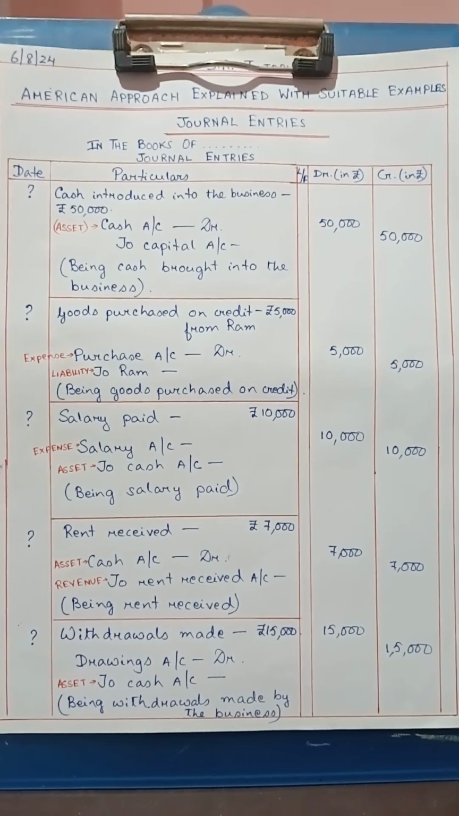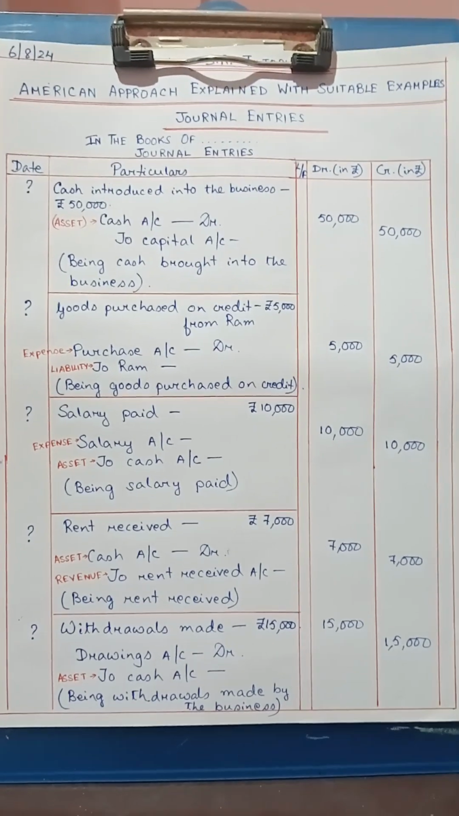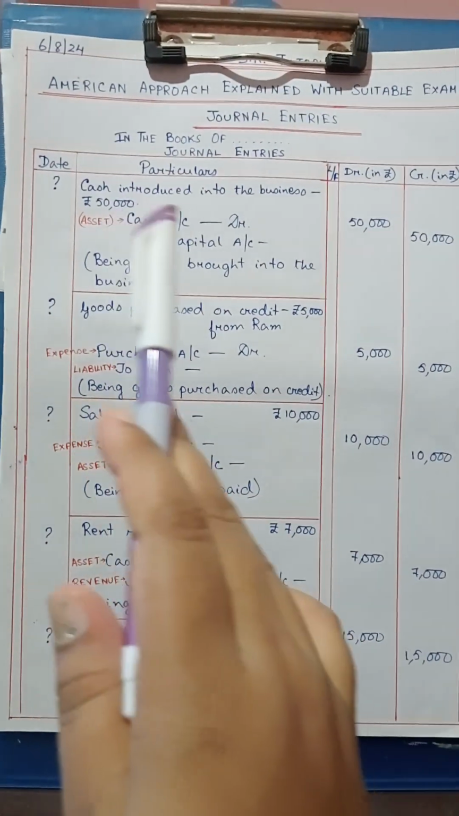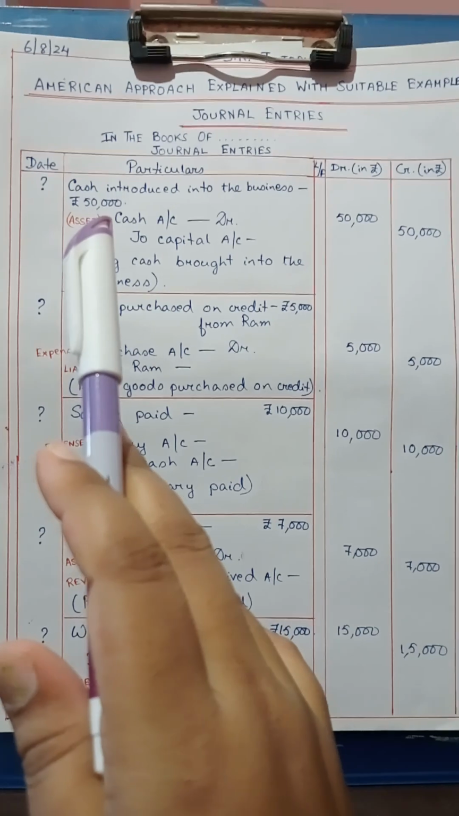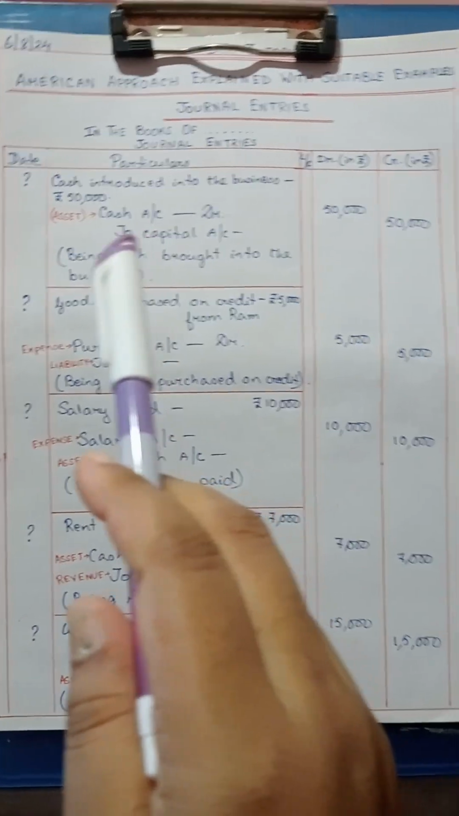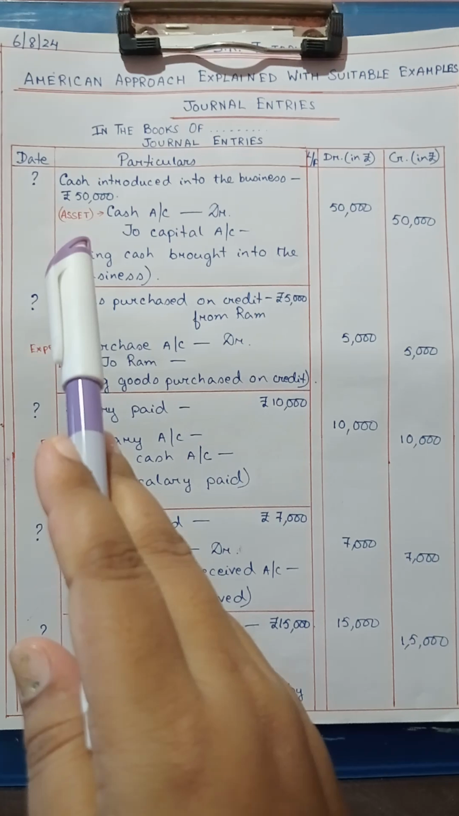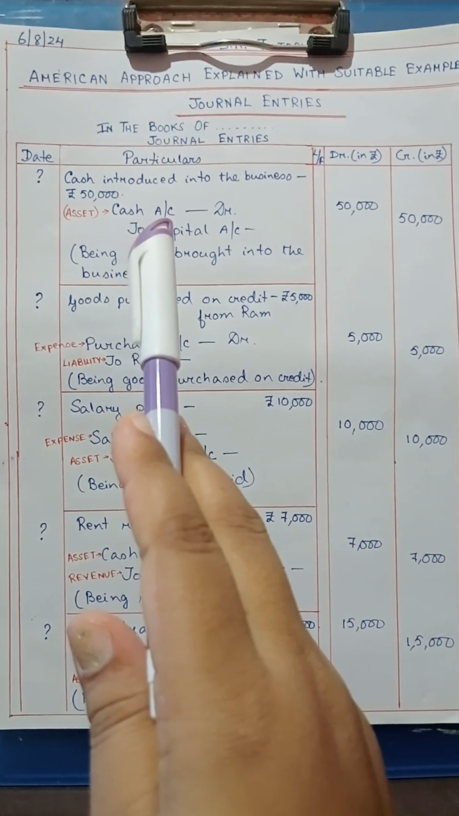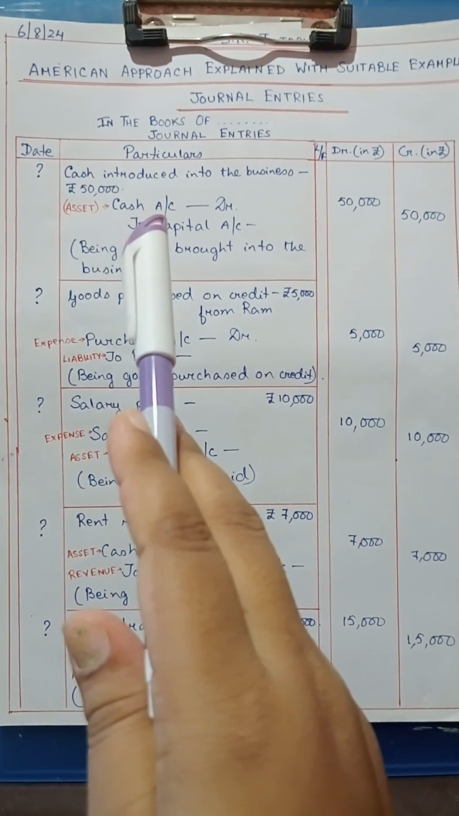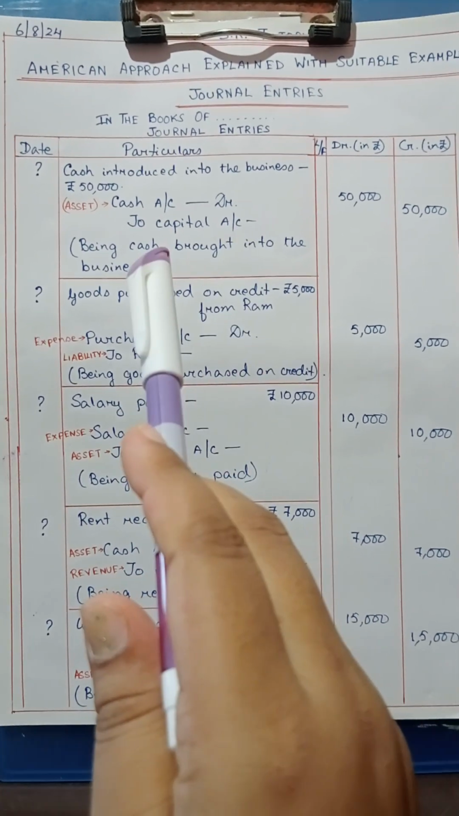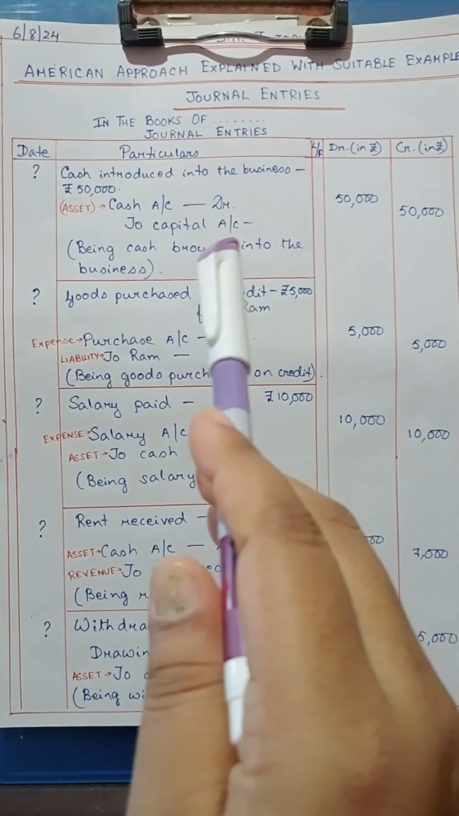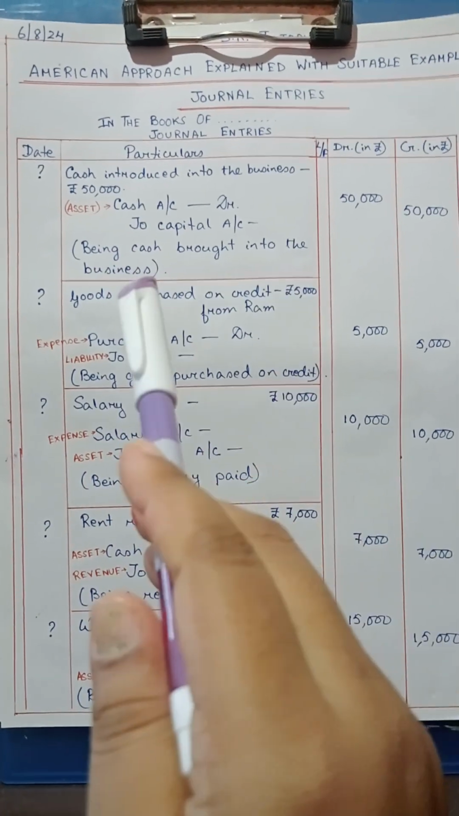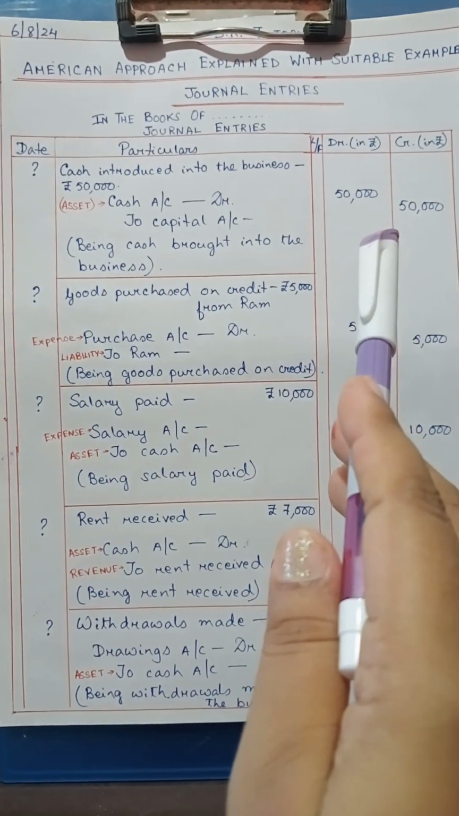Now I'm going to explain the American approach with suitable examples. See here, cash introduced into the business, rupees 50,000. Here cash comes into the business, and cash is an asset. So the asset position of the business goes up, and we know when an asset increases, it should be debited. At the same time, capital also increases, so it should be credited. Being cash brought into the business, you have to put the amount.